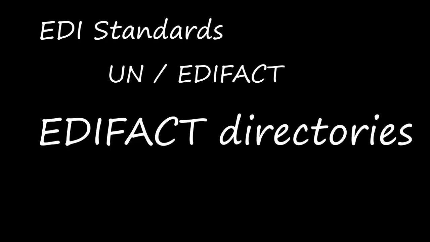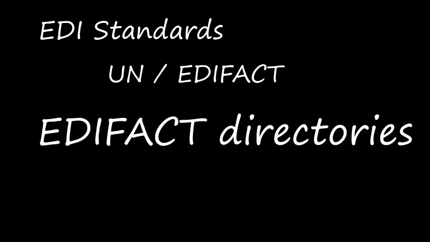EDIFACT directories are revised and updated twice a year, and released on 1st of April and 1st of October. Each version includes some updates which are not there in the existing EDIFACT messages. These directories have a name like D.18B. D stands for directory, 18 is the year, and A or B indicates the month of release.